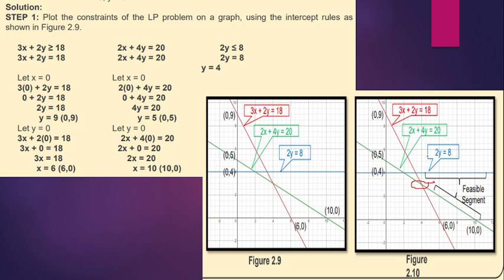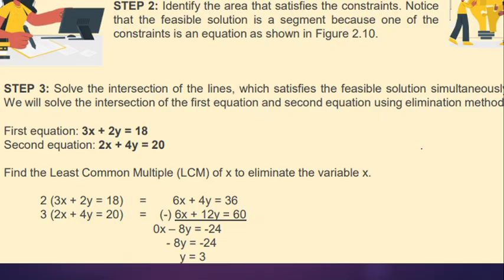So that would apply the elimination method. First equation: 3x plus 2y equals 18. Then the second equation: 2x plus 4y equals 20. Using the elimination method, we're going to find the additive inverse. Then after that, okay, ito yon, y equals 3. Multiply mo lang to get the additive inverse. So y equals 3.